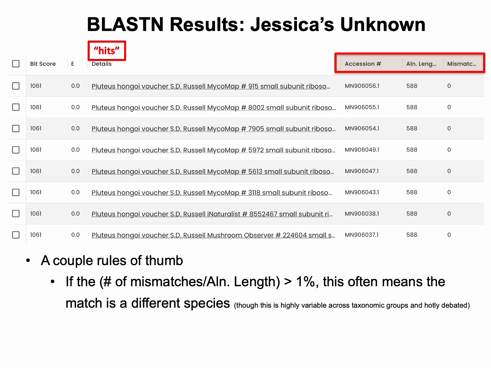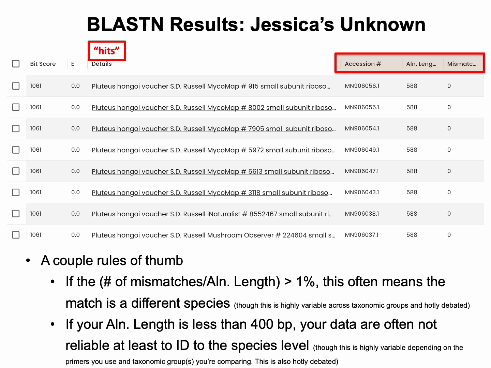Number one, if the number of mismatches divided by the alignment length is greater than 1%, this often means that the match is a different species. Though this is really highly variable across taxonomic groups and hotly debated. This is just a sort of loose rule of thumb to use for this course.